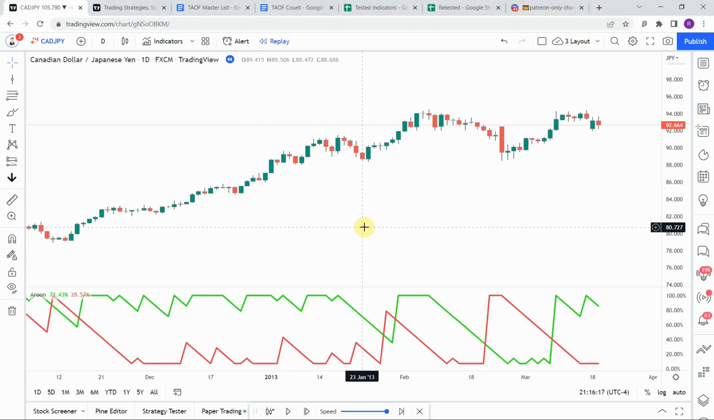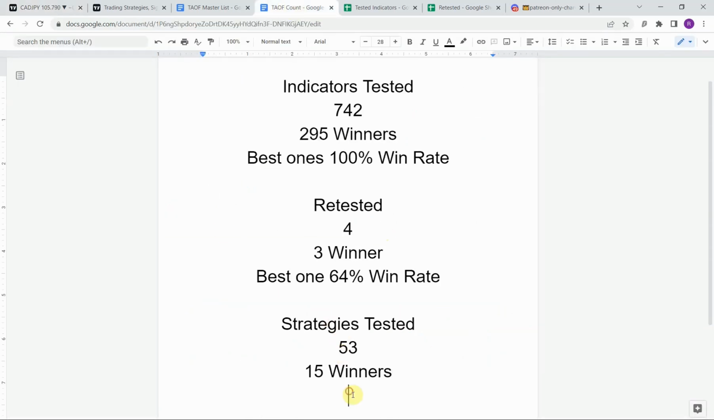Alright, as I said, today we will be testing the Aroon indicator advanced testing. Before we do though, I wanted to put the testing scoreboard up for everyone to see. So to date, we have tested a total of 53 different strategies, with 15 of them being profitable. We've also tested a total of 742 indicators, with 295 of them being winners. The best ones so far were able to achieve a 100% win rate. Now you need to go back and watch those videos to understand the context of how they were able to achieve that. So go back and watch those videos and see what you can get out of those winning indicators.